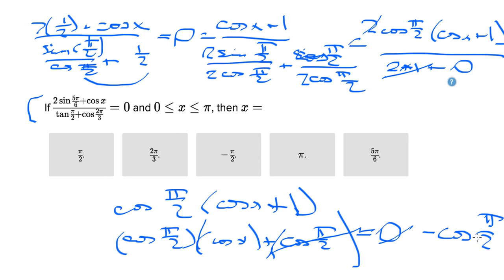Well, now we have cosine of pi over 2 on both sides of the equal sign. We can just divide both sides by cosine of pi over 2, and now we're going to end up with cosine of x equals negative 1. And when do we know that cosine of x equals negative 1? When x equals pi. So that's why pi is the correct answer choice.